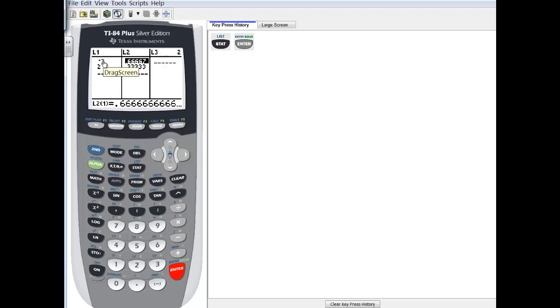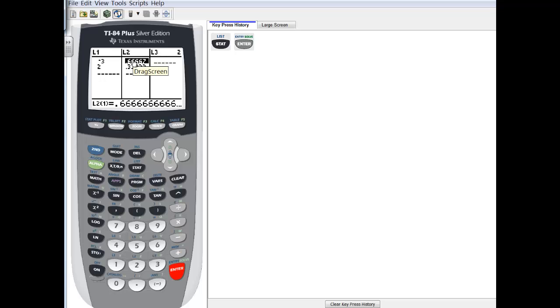I've entered the -3 first. Make sure when you enter that negative that you do use the negative key. The negative key is down by the enter key and not the minus. You don't want to use the minus. Make sure you use the negative.